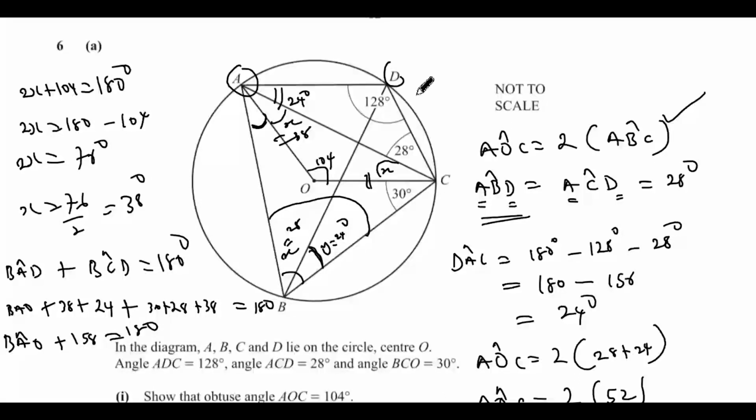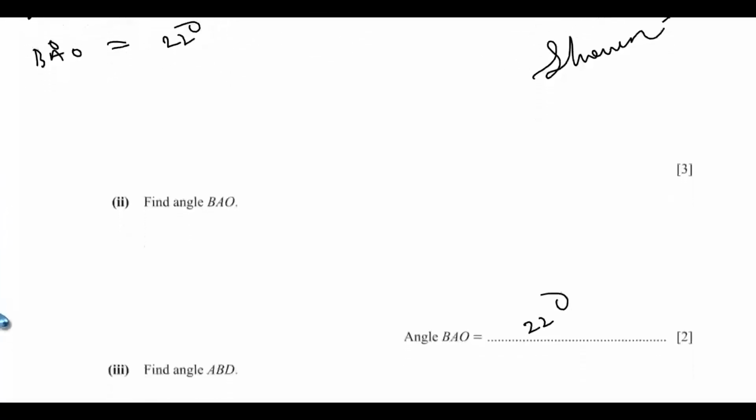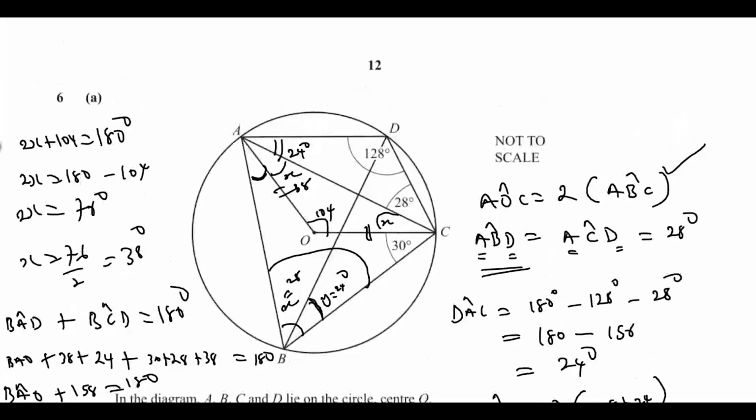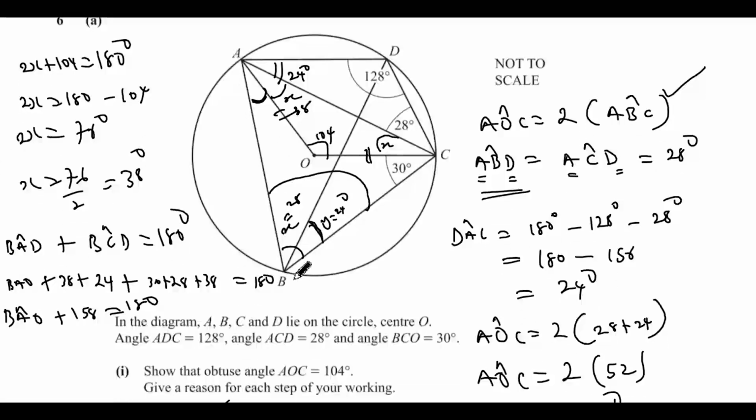I think I can remove this for you to see the letters very well, as well as this. So we want to find angle ABD. So let's check that again. Angle, yes, ABD. So it will be this small angle here.